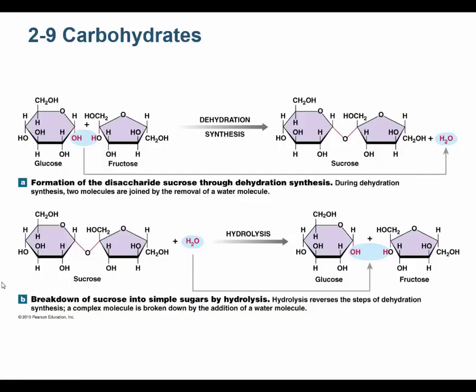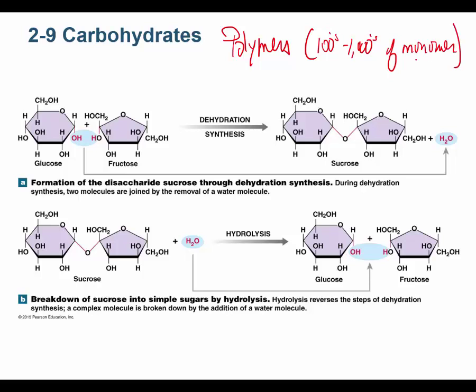All right, carbohydrates. The first biological macromolecule we're going to talk about. Carbohydrates are polymers. They're put together from hundreds to thousands of monomers. Well, what is the monomer? The monomer is a monosaccharide.